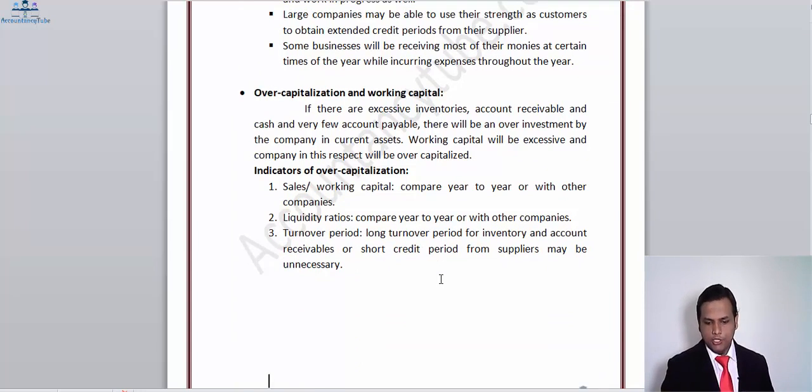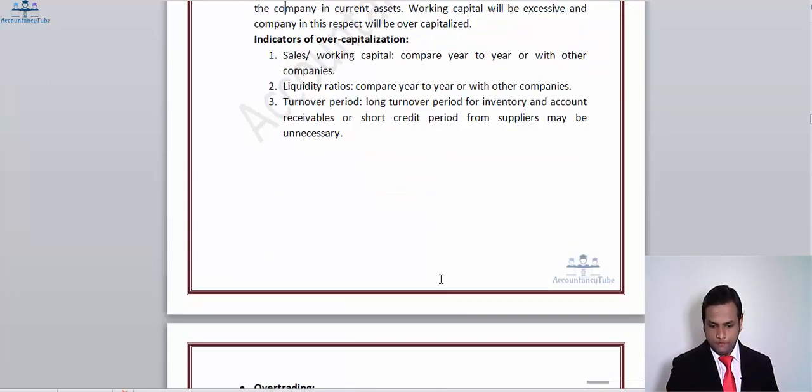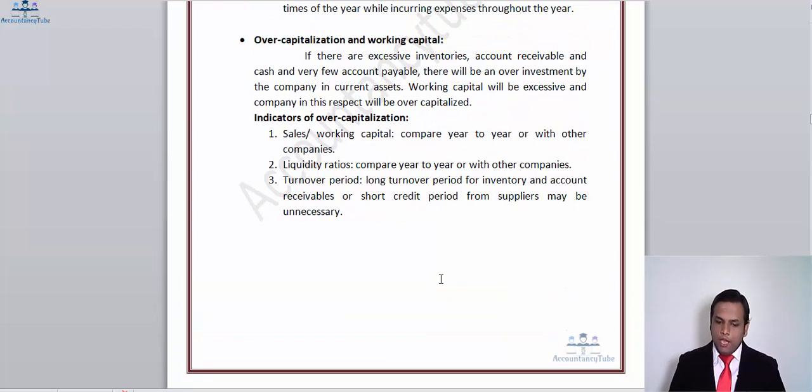Then we've got overcapitalization of working capital. Now, if there are excessive inventories, accounts receivable and cash, and very low accounts payable, there will be an overinvestment by the company in current assets. Working capital will be excessive, and the company in this respect will be overcapitalized. Comparing year to year, we have got indicators as well over here. Overcapitalization basically implies that we are putting too much funds in our current assets, which might not be needed at that time. As a result, we are just wasting our resources.